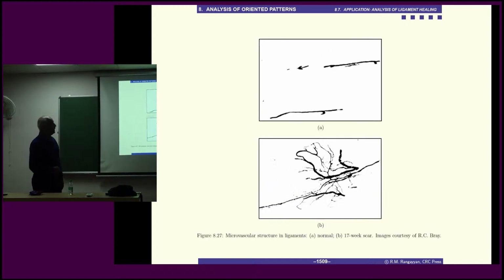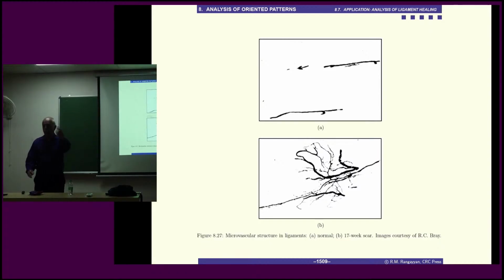So the images look like this. In a normal ligament, this is the long axis of the ligament, there could be a few small blood vessels, and they are parallel to this long axis. After injury in the scar tissue, this is 17-week scar, blood vessels go in different directions.